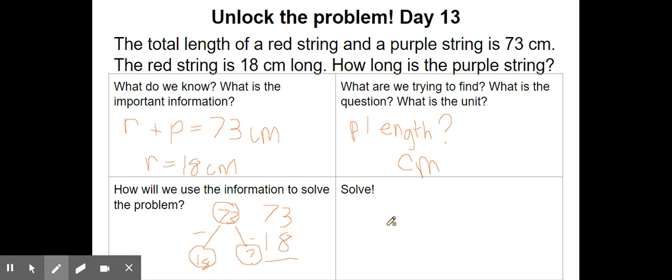Now I want you to finish solving the problem. Make sure that you write your answer in a full sentence using centimeters as your units and send a picture to your teacher.